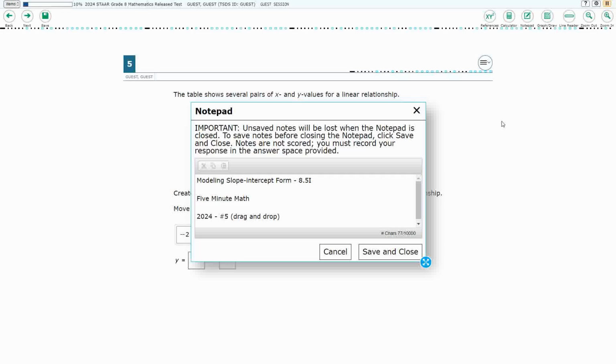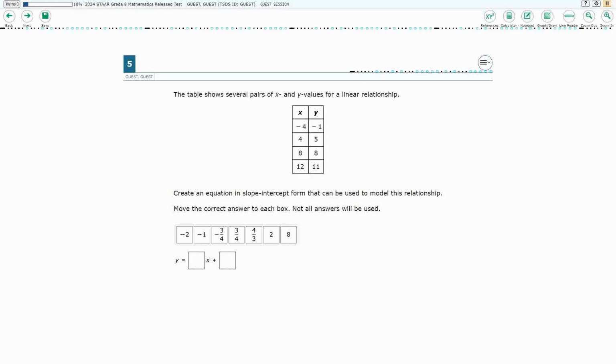Today we are looking at the 8th grade concept of modeling slope-intercept form. This is standard 8.5i in the great state of Texas, and we are using item number 5 of the 2024 released STAAR test. This is a new item type called drag and drop, and if you haven't done so already, please go ahead and take a moment to pause the video, work this problem out on your own, unpause it, and we will look at our answers together.